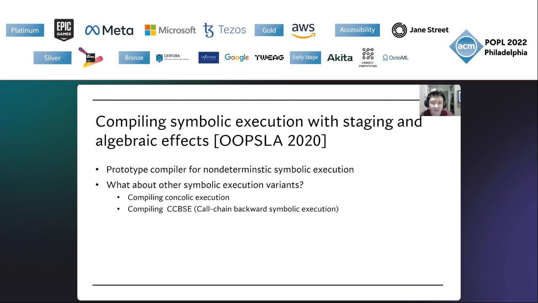But a natural question to challenge this work is whether it is generally applicable to other variants of symbolic execution, or symbolic interpreters. And our answer is yes. In this paper, we explore 2 other famous symbolic execution variants, namely concolic execution and backward symbolic execution, and develop the corresponding compilers by partially evaluating the symbolic interpreters.